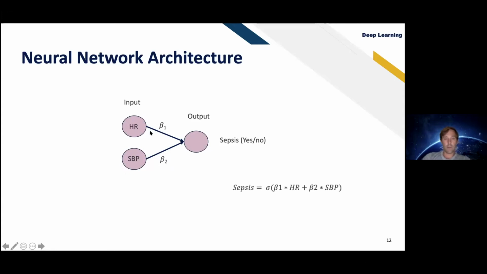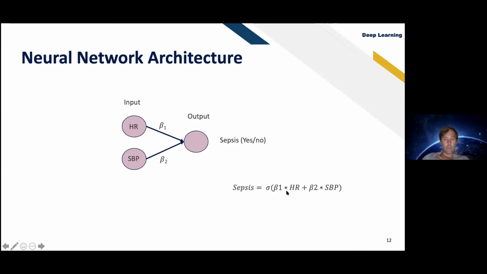And then you have weights that weigh the relative input from heart rate and the systolic blood pressure, which are represented by beta 1 and beta 2 here, to say how much of the heart rate will be a function for the output and how much of the systolic blood pressure. Because it's categorical, you may have heard of a logistic function or a sigmoid function. That's what this sigmoid sign here is. But you get this basic equation that comes out of this.